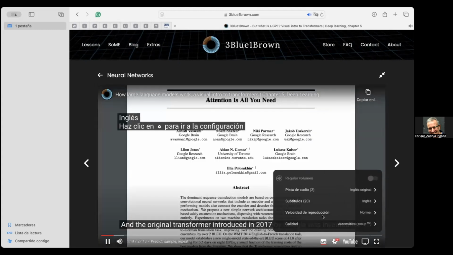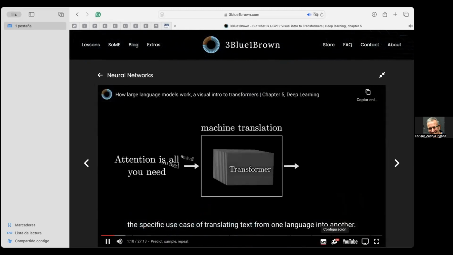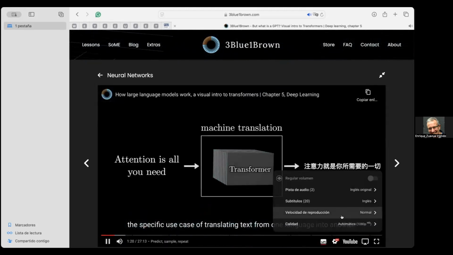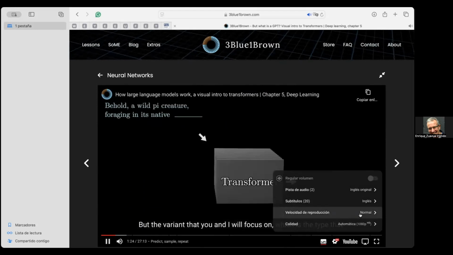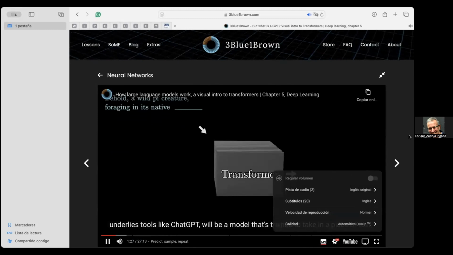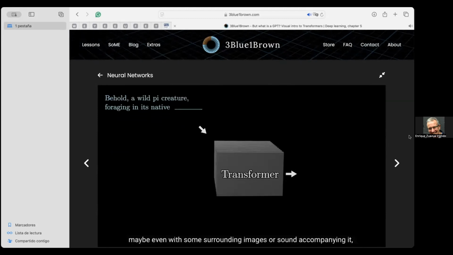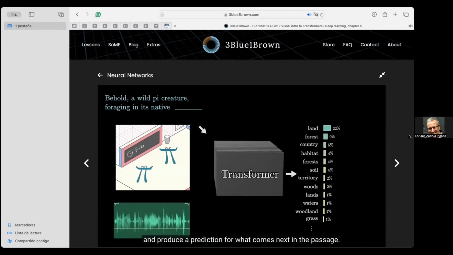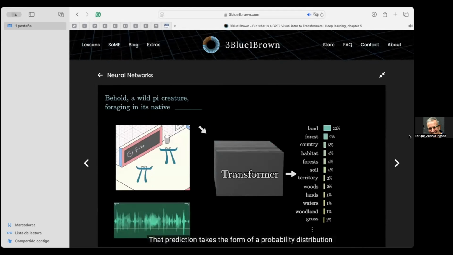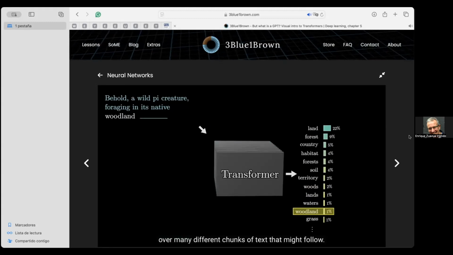And the original transformer, introduced in 2017 by Google, was invented for the specific use case of translating text from one language into another. But the variant that you and I will focus on, which is the type that underlies tools like ChatGPT, will be a model that's trained to take in a piece of text, maybe even with some surrounding images or sound accompanying it, and produce a prediction for what comes next in the passage. That prediction takes the form of a probability distribution over many different chunks of text that might follow.